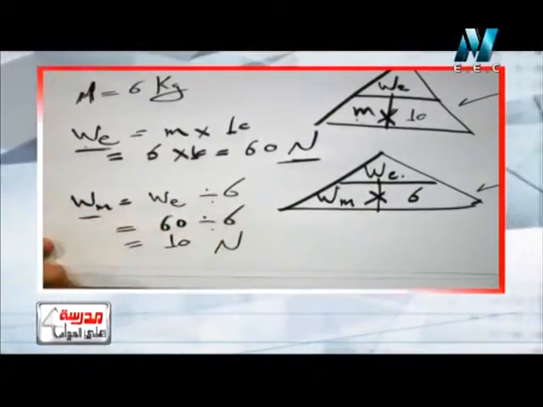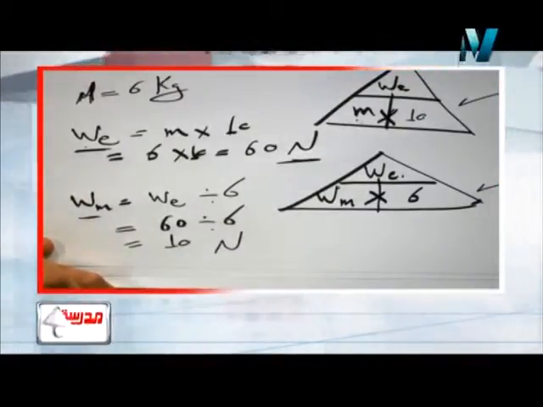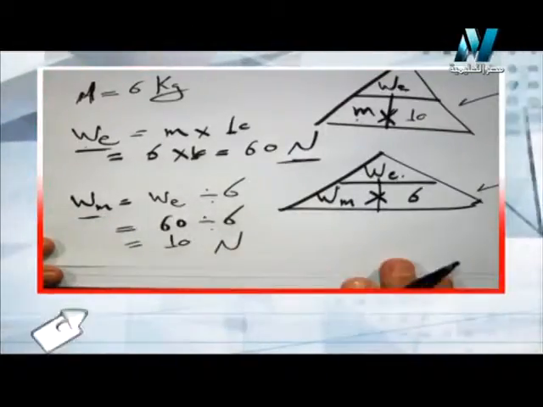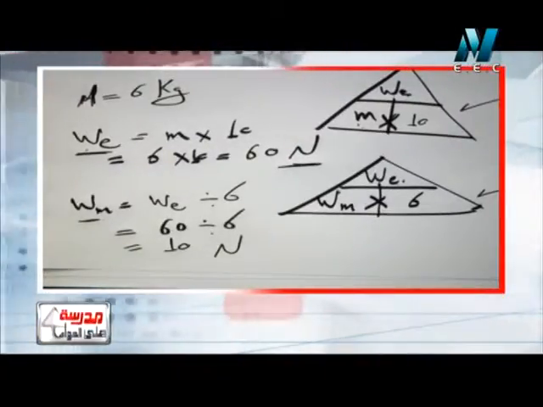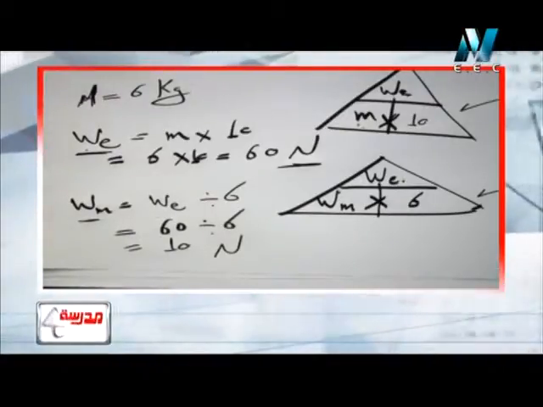So we have to be very careful that weight, whether on the earth or on the moon, will be in newton. So here weight on the moon equals weight on the earth divide 6. 60 divide 6 equals 10 newton. Okay? So now we have answered the problem about mass and weight by studying the two laws. You studied two very important laws to deal with the mass and weight problem.